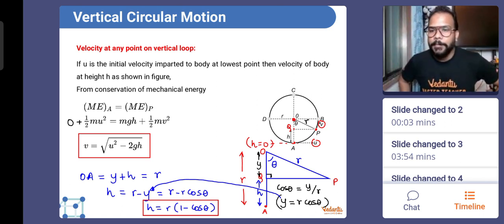Did you get the feel? Okay, sir, but OQ is also R minus H. Yes, that is what I defined as Y. R minus H is what I defined as Y. Okay, R minus H is Y.